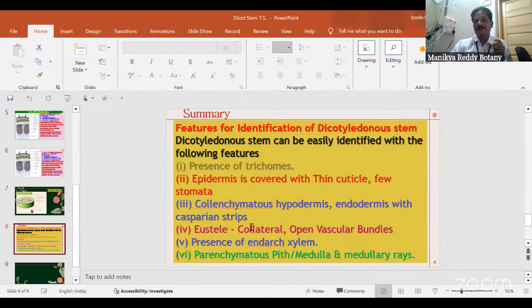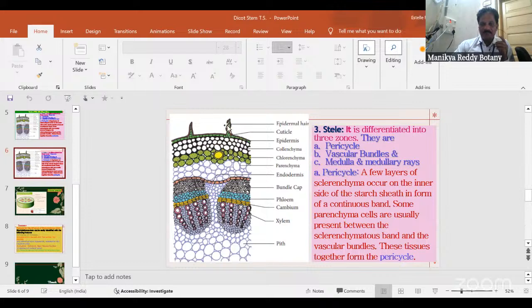How can you identify the dicot stem? Because it can be easily identified by the following characters. One important thing I missed, that trichomes. Trichomes are nothing but their epidermal hairs. You can see in enlarged portion also, you can see these are the epidermal hairs. The epidermal hairs are very thin, delicate.